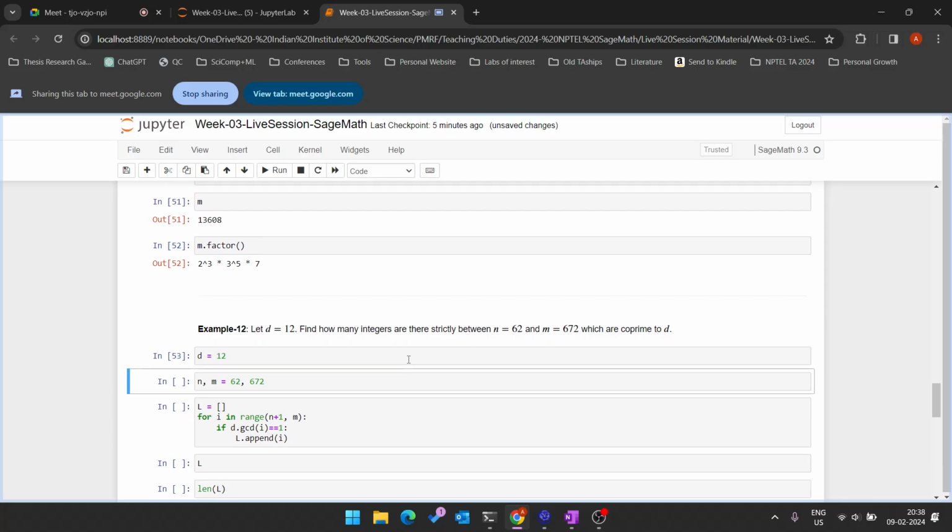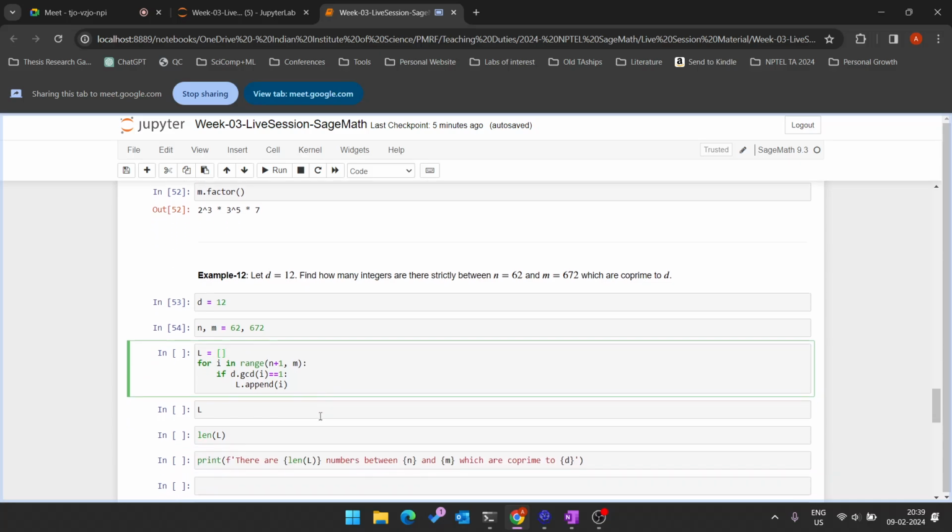We initialize d to be 12, we initialize n and m to be 62 and 672. Next, we initialize an empty list L. This is where we'll be appending all the co-primes. And how do we find all the co-primes?